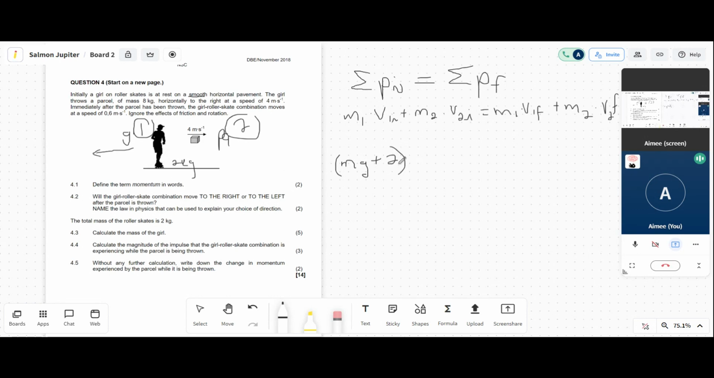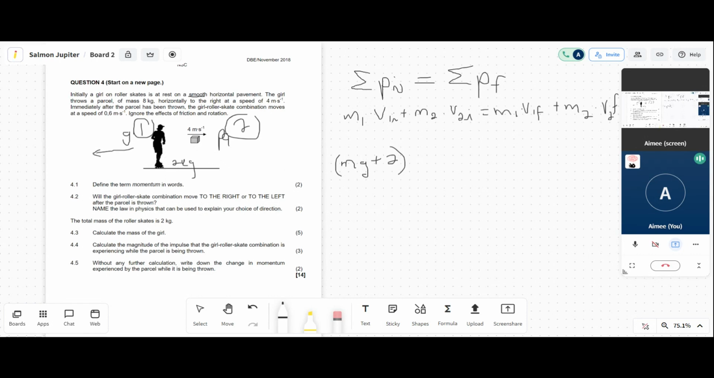So at the end, I'm going to take whatever I get for m1 and subtract 2 to give me the mass of the girl. I don't want the total mass, I don't want the mass of her and the roller skates, I just want her. That's why I've substituted in the mass of the girl plus 2 here, so that at the end we can account for this 2 kilograms that we don't want included in her total mass.